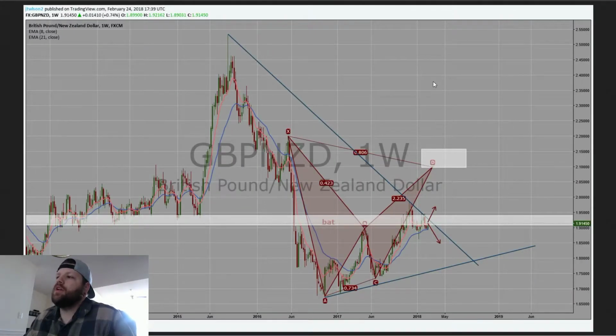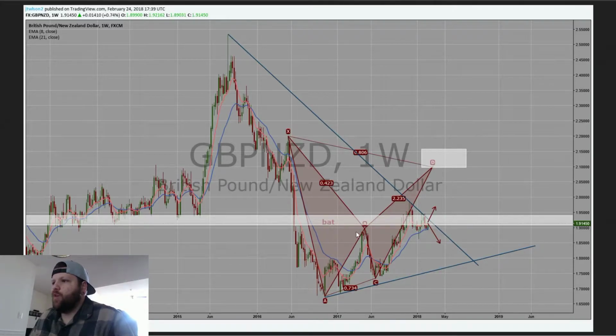GBP NZD is next on the docket. We have a zone drawn that price is currently in. We also have a couple of trend lines drawn and a bat pattern drawn. We are looking for price to break this trend line to the upside to complete the bat pattern.